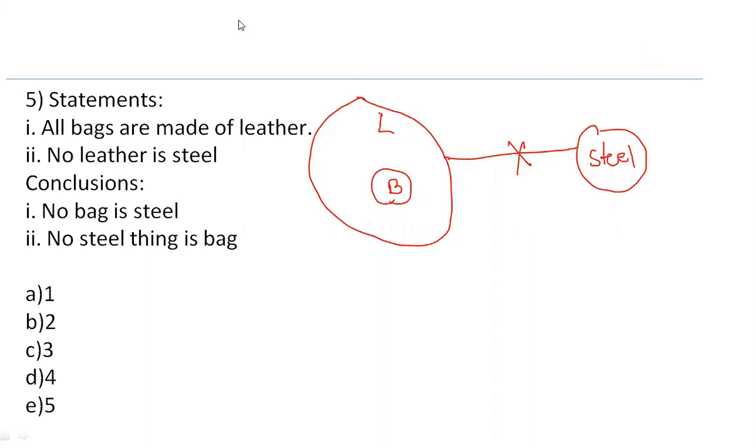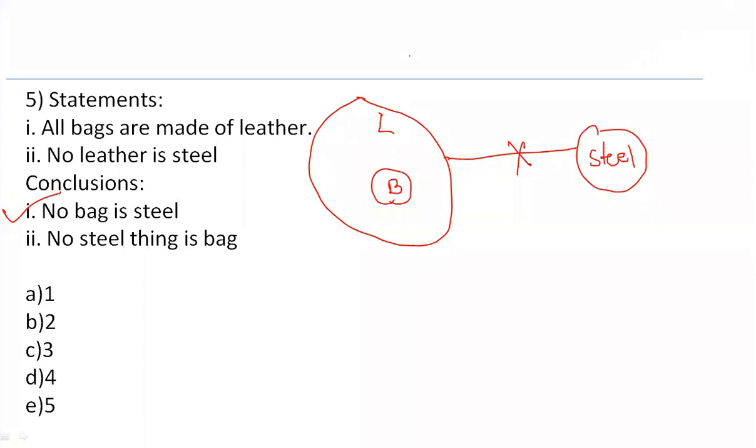So what is the conclusion? Conclusion 1, no bag is a steel. That is 100% true, right? If there is no relation between leather and steel, bag and steel are also not having any relation. Okay. That means no bag is a steel is 100% correct.